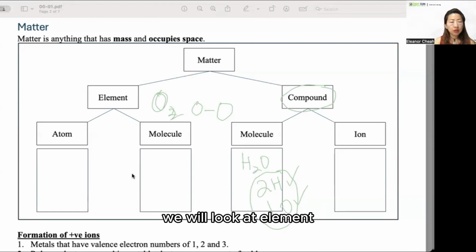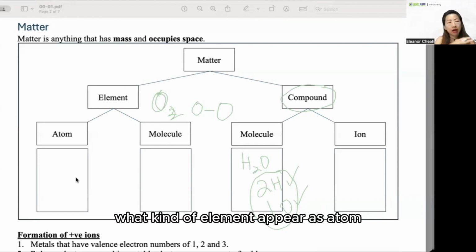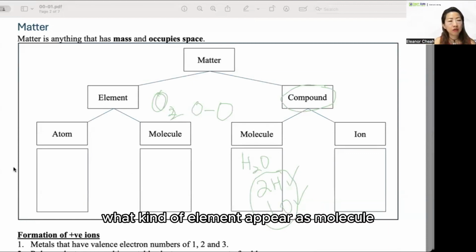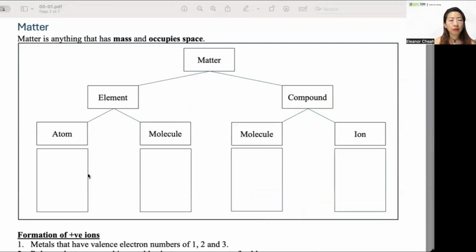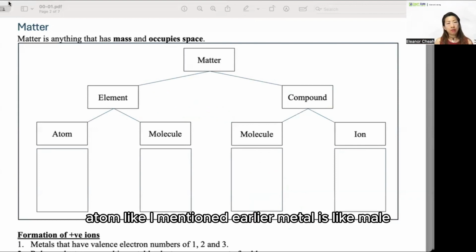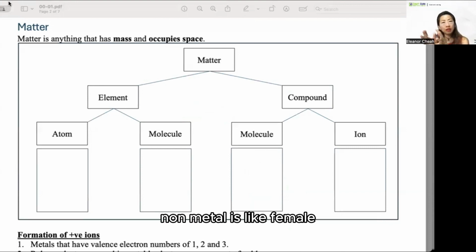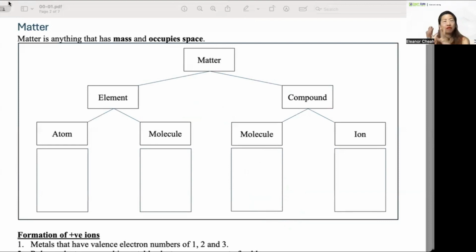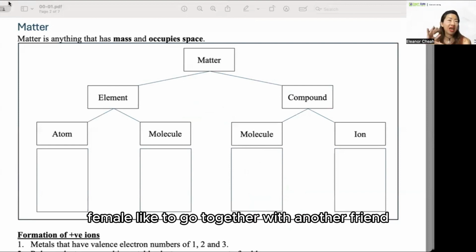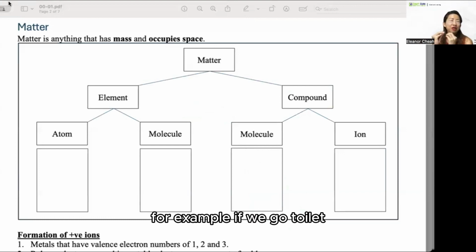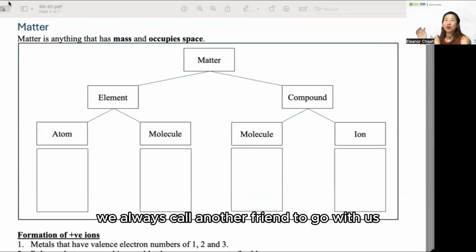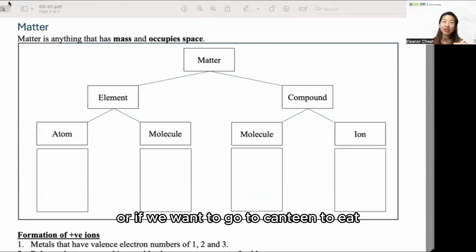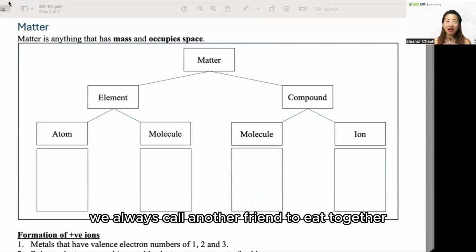We will look at element. What kind of element appears as atom? What kind of element appears as molecule? Atom, like I mentioned earlier, metal is like male, non-metal is like female. Male is very independent. They always go everywhere on their own. Female like to go together with another friend. For example, if we go to the toilet, we always call another friend to go with us. Or if we want to go to the canteen to eat, we always call another friend to eat together.